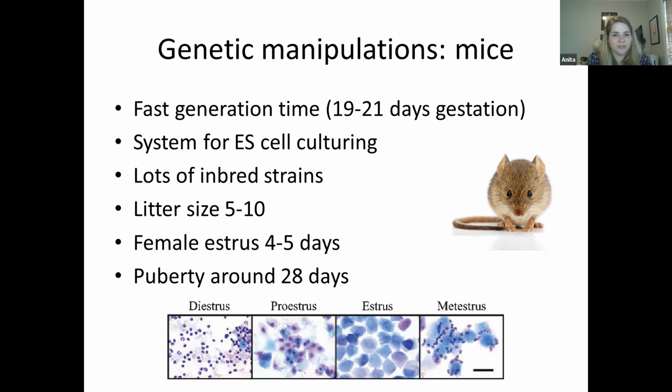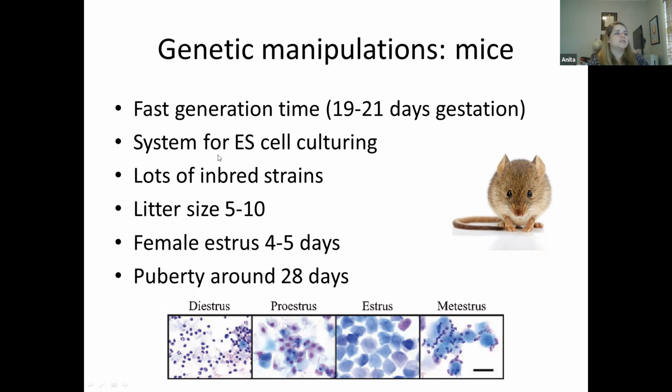And the dirty secret of this class is that we're mostly talking about mice. So I'm just going to outright only talk about mice in this lecture for the most part. So why have people really developed mice? They have a fast generation time, 19 to 21 days gestation.